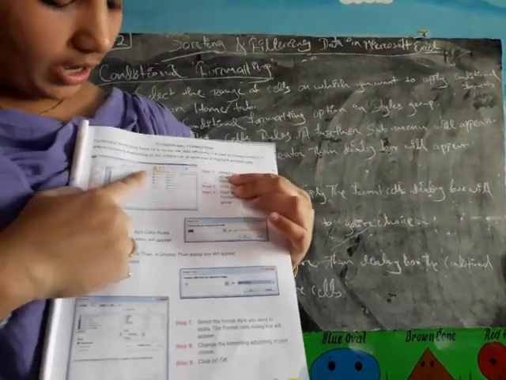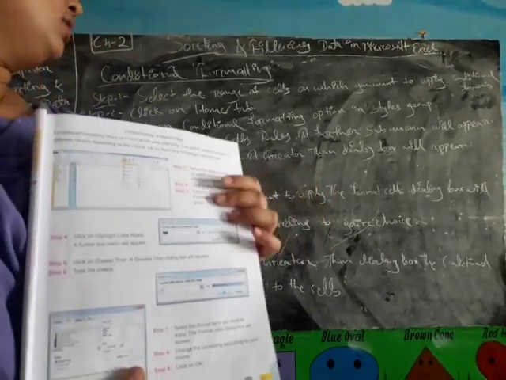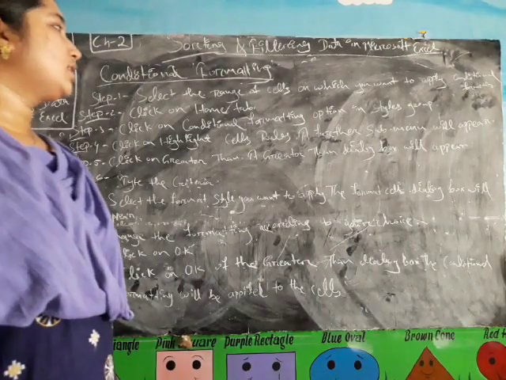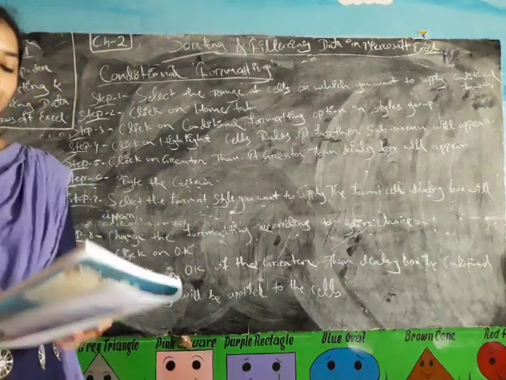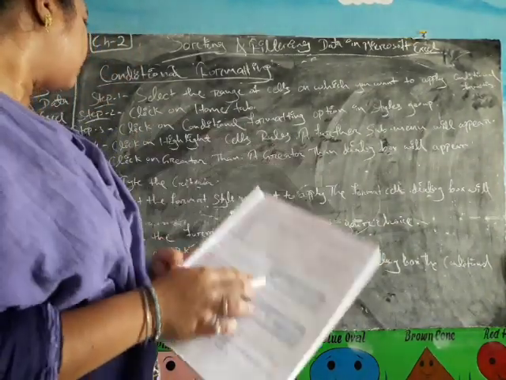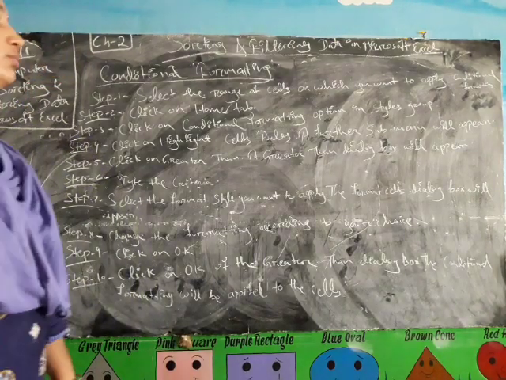Like this, here we have to select the home tab and we have to select the style. After that click on highlight cells rules. A sub menu will appear, means this one dialog box will appear. After that click on greater than. A greater than dialog box will appear.